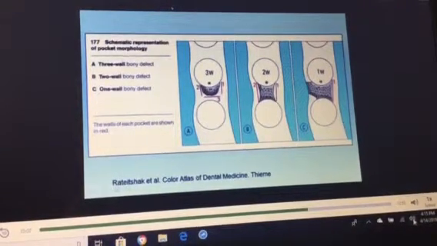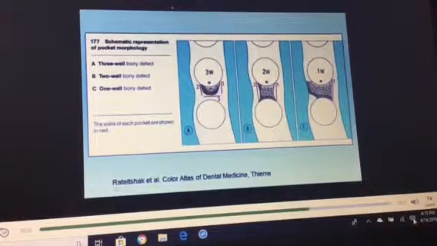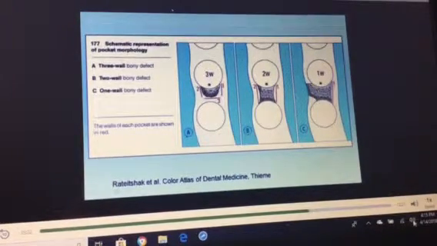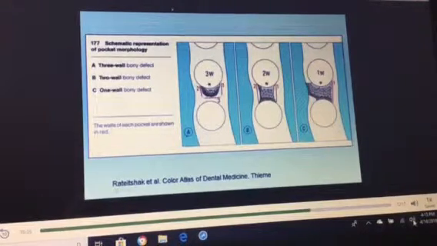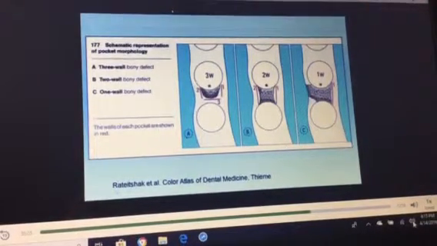Okay. What about the 1 wall? Is it as predictable in regeneration? No. You will have some of these questions probably on the board. So, regeneration in a 3 wall defect is more predictable and it works better than a 1 wall or 2 wall.